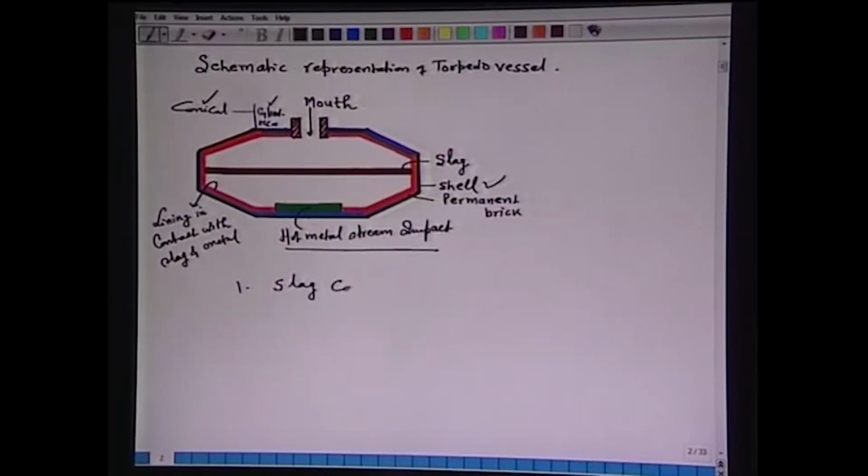Now, zone lining means, first of all we have to identify which areas are critical from the wear point of view of the refractory. So, the first is the slag contact area. You are seeing that this is the slag and this area is in contact with the slag. So, the important property that is required is resistance to chemical attack and spalling.